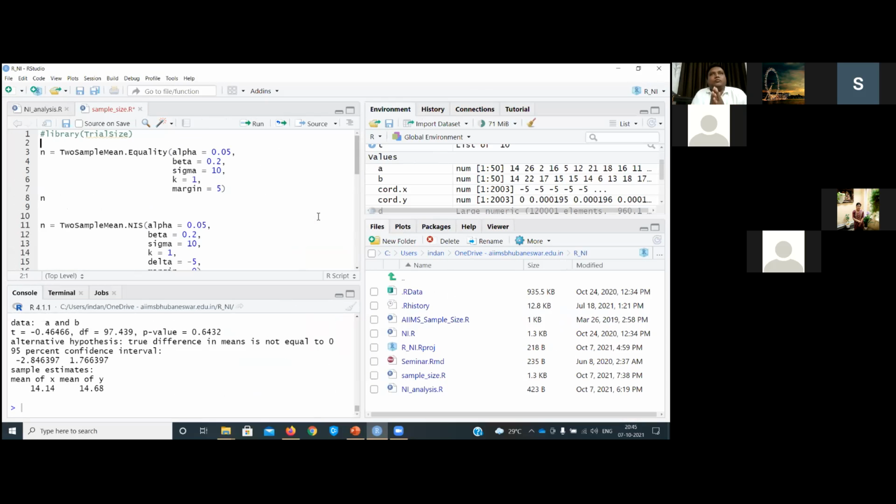So here, I'll be just demonstrating the calculation of sample size for a non-inferiority study. Many of you might be aware of this interface. Otherwise, this is the RStudio interface, which runs the R programming language.